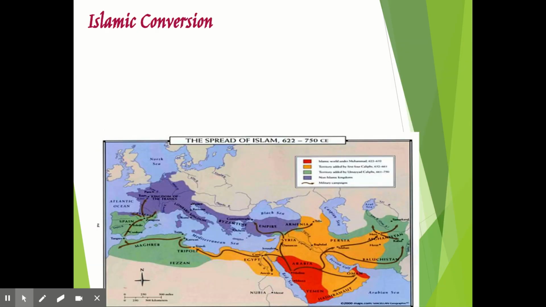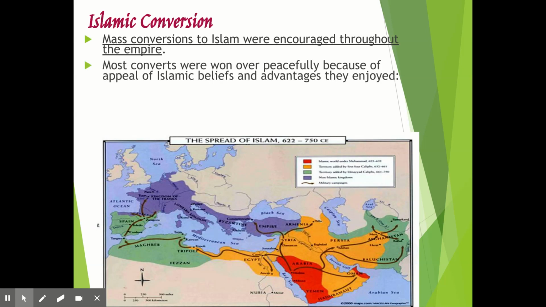All right. One of the other things that's going to happen here under the Abbasid dynasty is conversion. We're going to start to see massive numbers of people convert to Islam throughout the empire. And a lot of them are going to convert peacefully because they were either won over by the Islamic beliefs and the advantages that converting to Islam had for them. So Christians and Jews might convert because they no longer had to pay taxes. Remember, Muslims did not have to pay taxes.